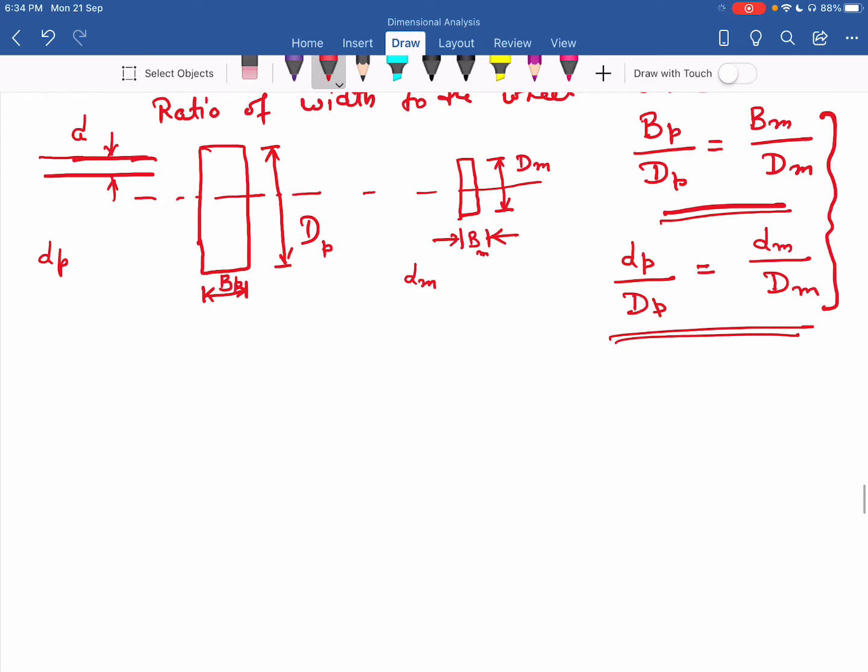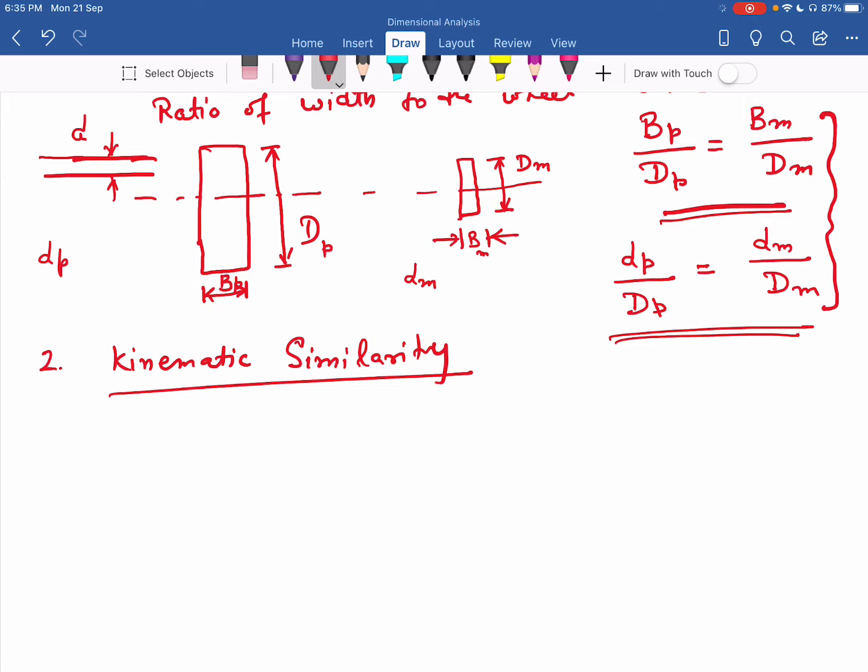Then the kinematic similarity. Now, kinematic similarity means the similarity of velocities, discharge, acceleration. So, you can say kinematic similarity in fluid machines results in a constant ratio of velocities, discharge, acceleration at homologous points.